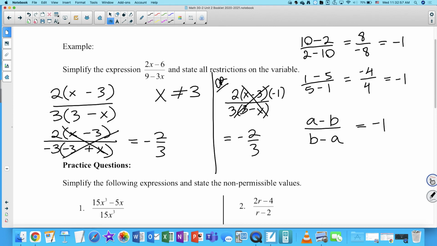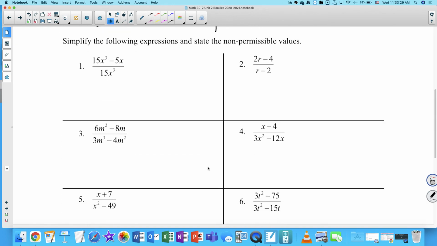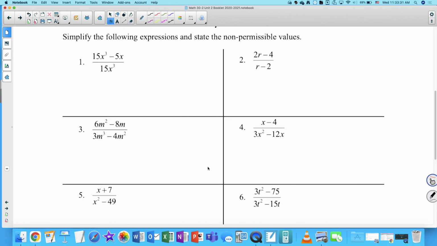Okay, so you can pick whichever strategy you like, and I'm fine with either. My hesitation, I suppose, is that people forget that it equals -1 and they just cancel it, right? So you have to make sure that you're paying attention to that, especially on things like multiple choice questions where it's either right or wrong, right? There's no sort of forgiveness or leniency in those questions. Okay, so I want you for the rest of class to practice these questions. You have to simplify and state the non-permissible values, and then we're going to pick this up tomorrow.